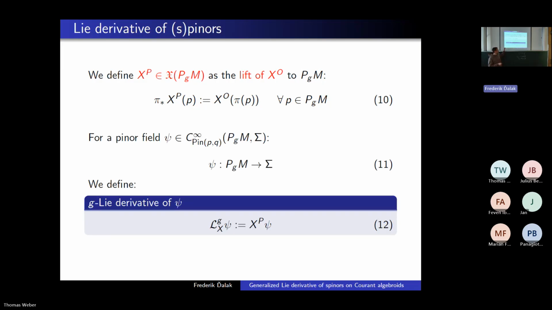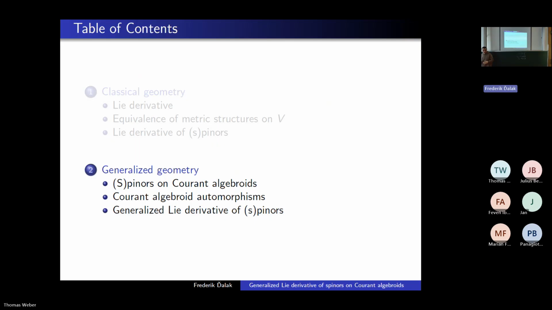So now if you have your spinor field as the corresponding equivariant function on the pin bundle, you can act on it with this vector field X_P, and that is going to give you the equivariant function that is the result of your derivative, the resulting spinor field. So this is how things can be figured out in the classical case. Before I move on to the generalized case, I could ask if anyone has any more questions.